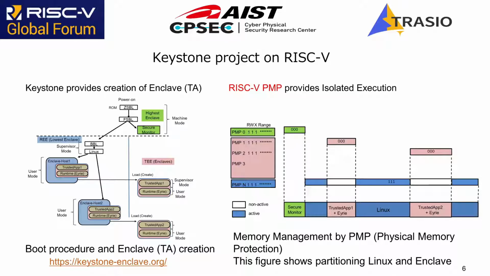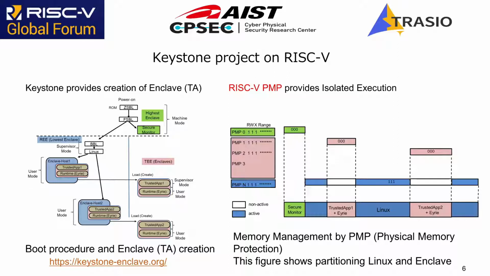On the right side, RISC-V has the PMP feature in its ISA. PMP is similar to historical bank swapping of memory addresses. It separates Linux and the trusted application with hardware. The basic concept of PMP is that software in one bank is not able to access the other bank. It's not that simple, but if I oversimplify, that's how it goes.